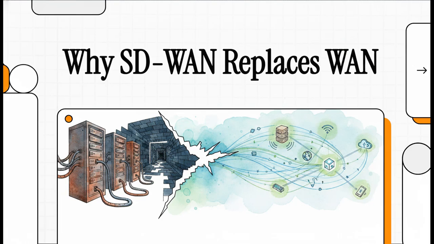Welcome to this explainer. Today, we're diving straight into the raw technical blueprint of why modern networking has completely abandoned traditional WAN in favor of SD-WAN. If you've ever wondered how enterprise networks made that massive leap from rigid, expensive physical boxes to these dynamic, software-driven powerhouses, well, you're in the exact right place. We're going to pop the hood and really break down the architecture powering today's hyper-connected world.